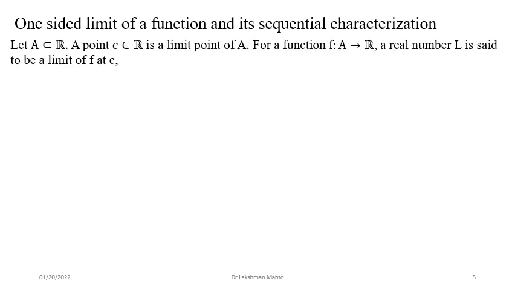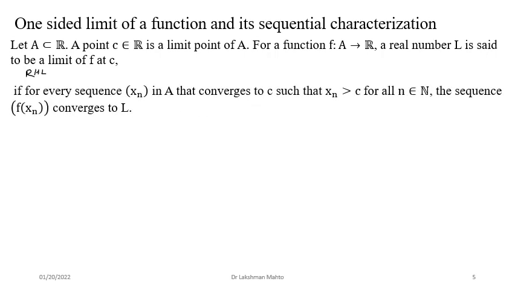Before going to a few more examples, I will discuss its sequential criteria, how we sequentially find a one-sided limit of a function. Suppose we have a subset E of real numbers, and a function f defined from E to R. L would be the right hand limit at point c if for every sequence xn from the set E, where we put the condition that every member of the sequence is greater than the limit point c, that is, c would be here and all xn fall on the right side of c.